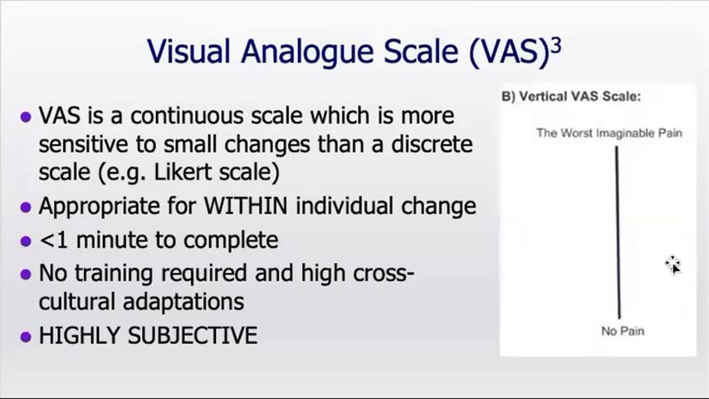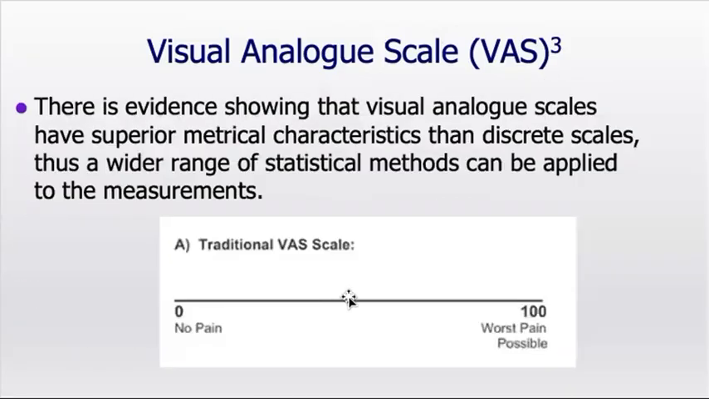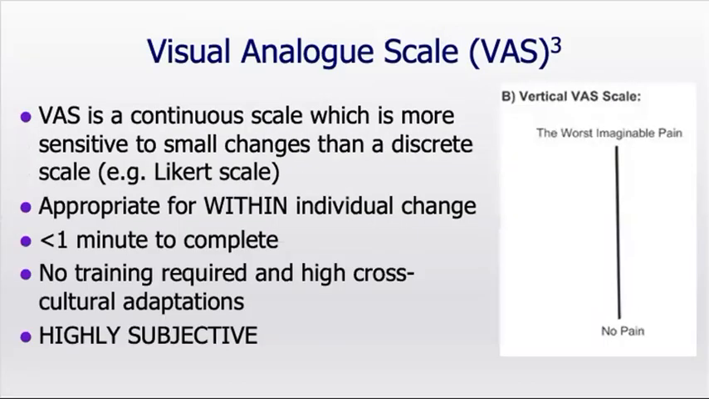This is the vertical visual analog scale. There's also a horizontal, which is more traditional and I see more often. But the vertical one fit nicely on this slide, so the horizontal will be on the next one. The visual analog scale is a continuous scale as opposed to a discrete scale. Continuous meaning they can put their line anywhere to indicate the amount of pain that they're having. So it's a scale from no pain to the worst pain imaginable, and the individual can make a tick anywhere along this line to indicate the amount of pain that they have.